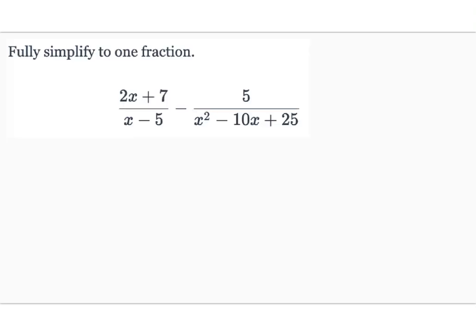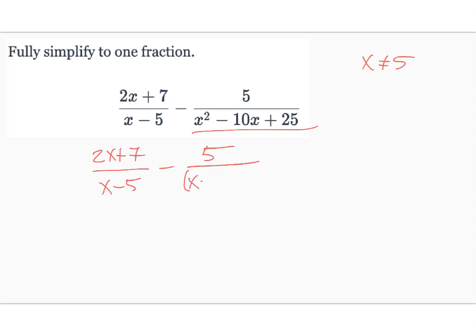We're going to do the same process that we just did twice, but now just dealing with this in terms of combining one fraction. To do this, I'm going to factor. So we've got 2x plus 7 over x minus 5. By the way, that tells us x cannot equal 5. 5, we don't factor. This guy is going to turn into x minus 5, x minus 5.